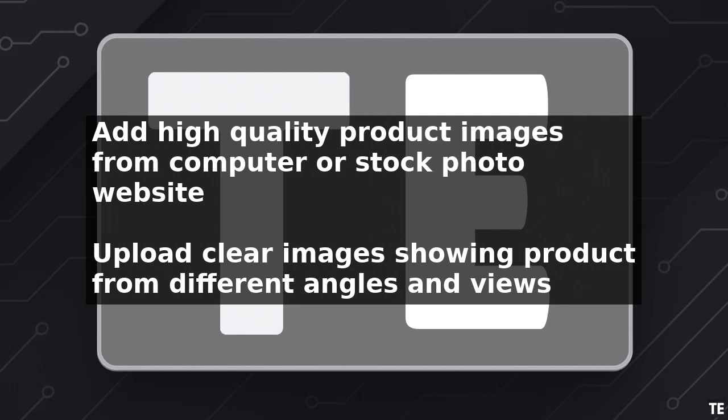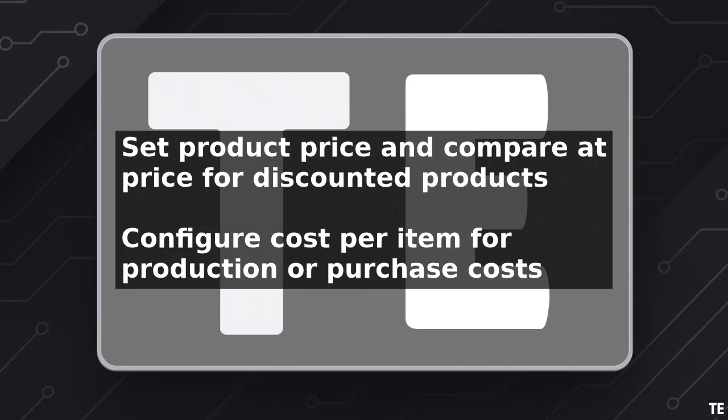Configure the inventory settings by selecting the Track Quantity option. This will allow Shopify to keep track of your product stock levels. You can also set a low stock threshold to receive notifications when the product is running low.